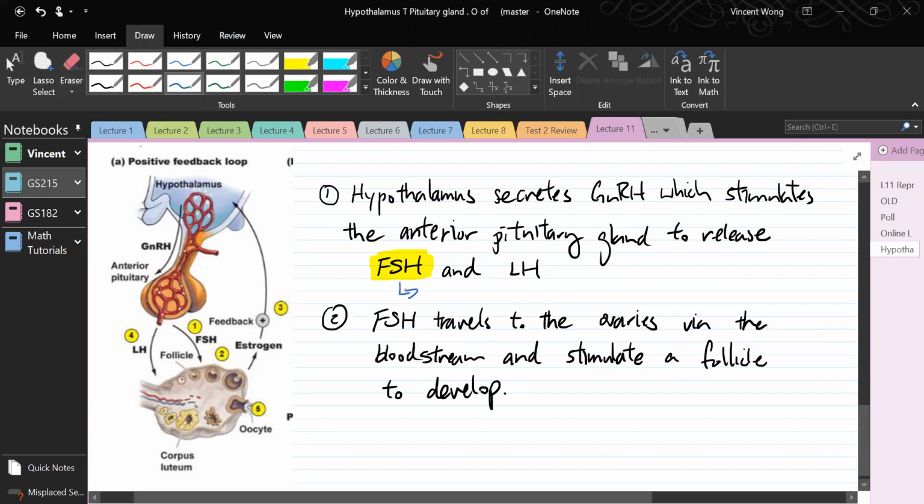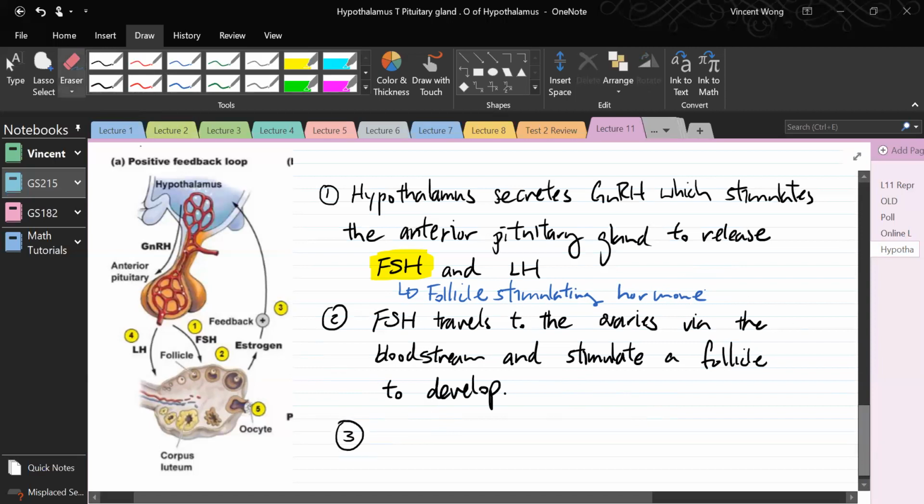Right. After all, what does FSH stand for? Let's write it out. Follicle stimulating hormone. So it's doing exactly what it's supposed to do. This hormone will stimulate the follicle. Okay, so you can see the follicle here is growing, is growing, is growing. All right.